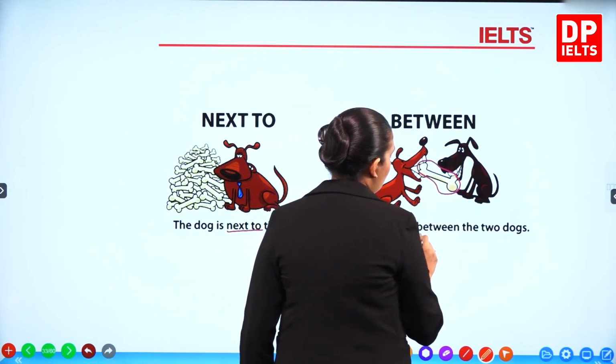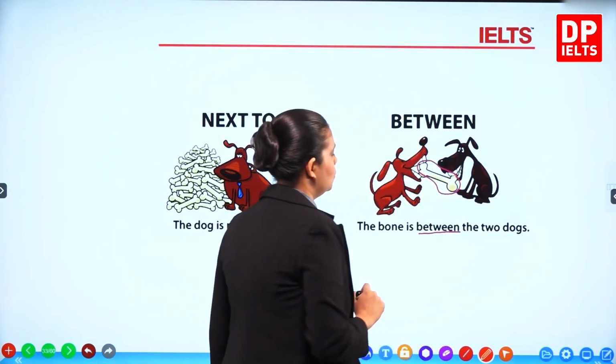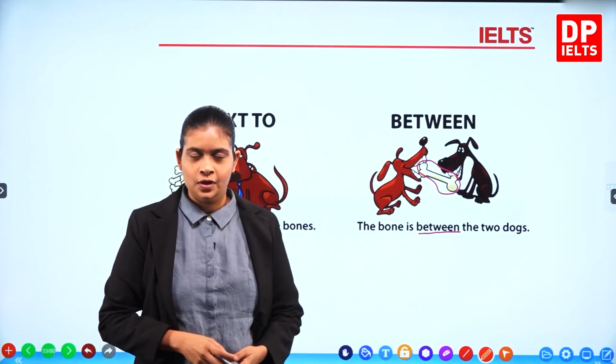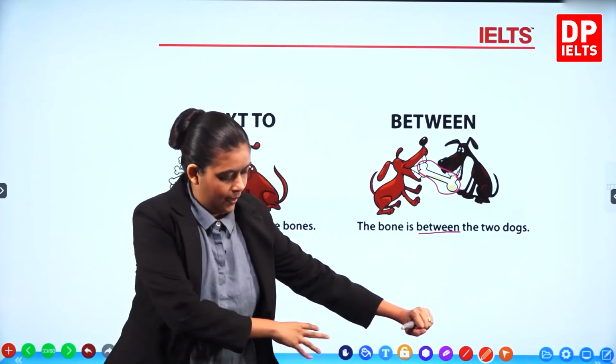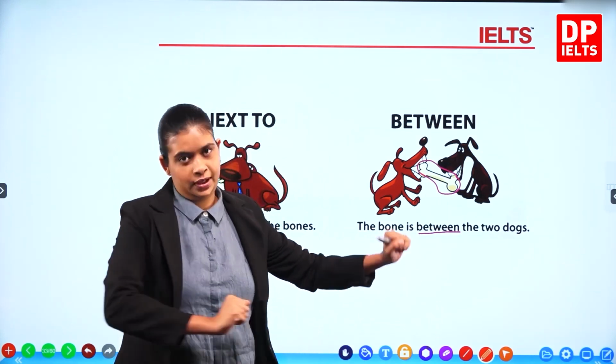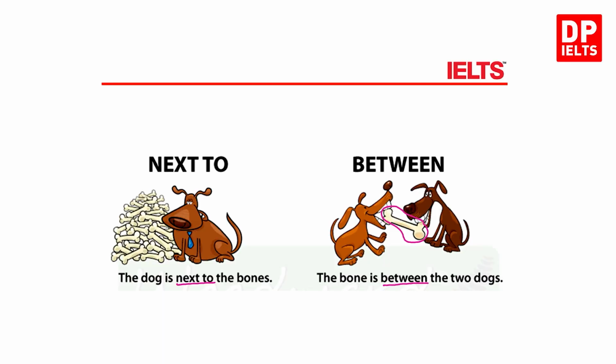It is between the two dogs, right? So, if I take, there are two people here, something is here, between. The bone is between the two dogs. ரெண்டு டாக்ஸுக்கும் இடையில or நடுவுல எலும்பு இருக்கின்றது. So that is between.